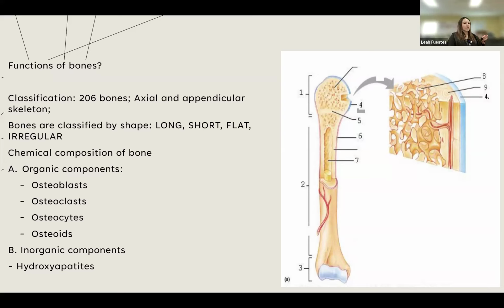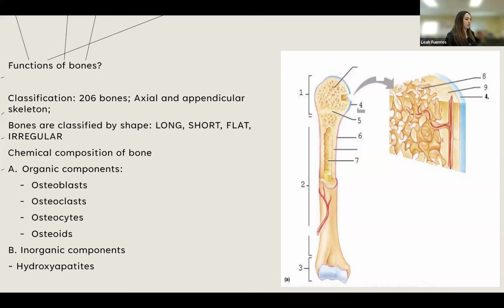Okay, now we're going to talk about the chemical composition of bones. So we have our organic component, which again can get kind of confusing with all of the osteo stuff because they all end up sounding the same. So make sure you're paying attention on your exam. If it is asking you for a specific component, double check what you're clicking.